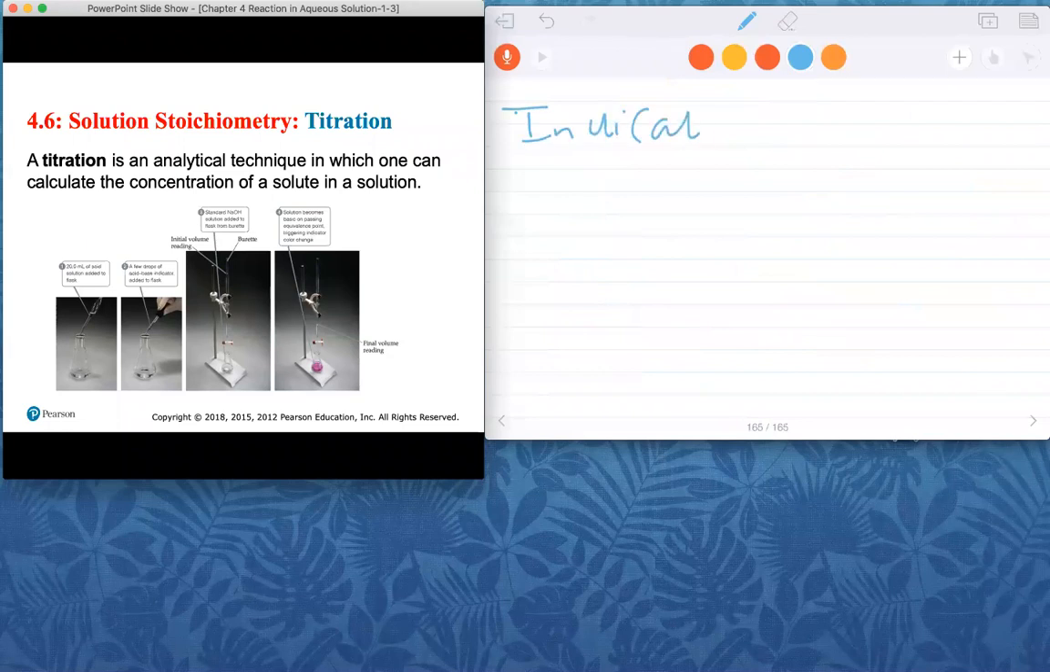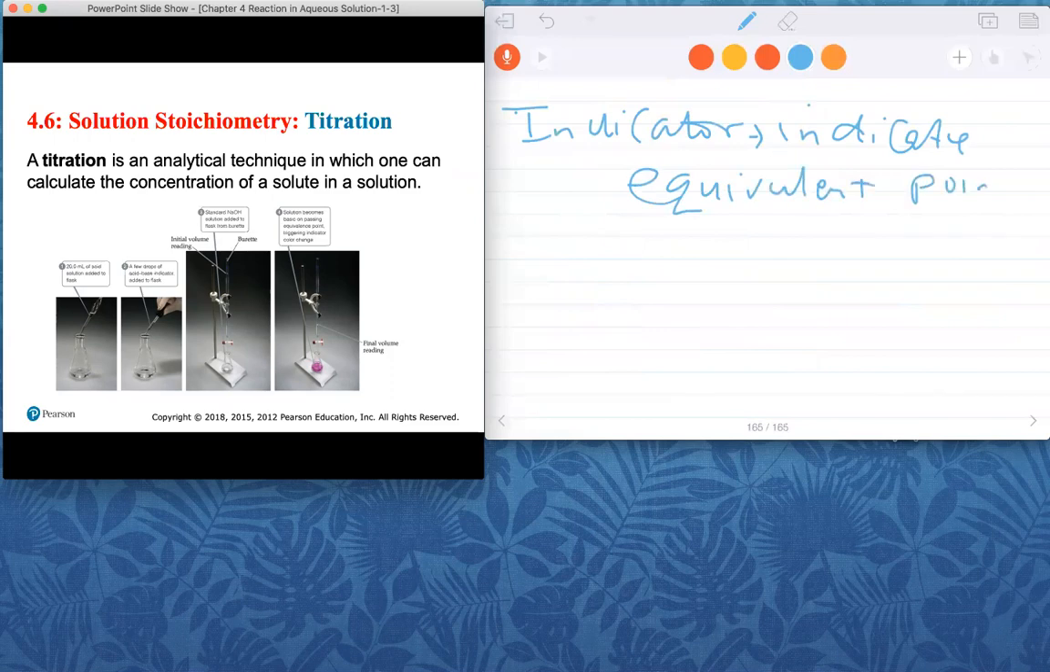The indicator indicates the equivalence point. And what is the equivalence point? The equivalence point in titration is the point where you have an equal amount of moles of the analyte and the standard.